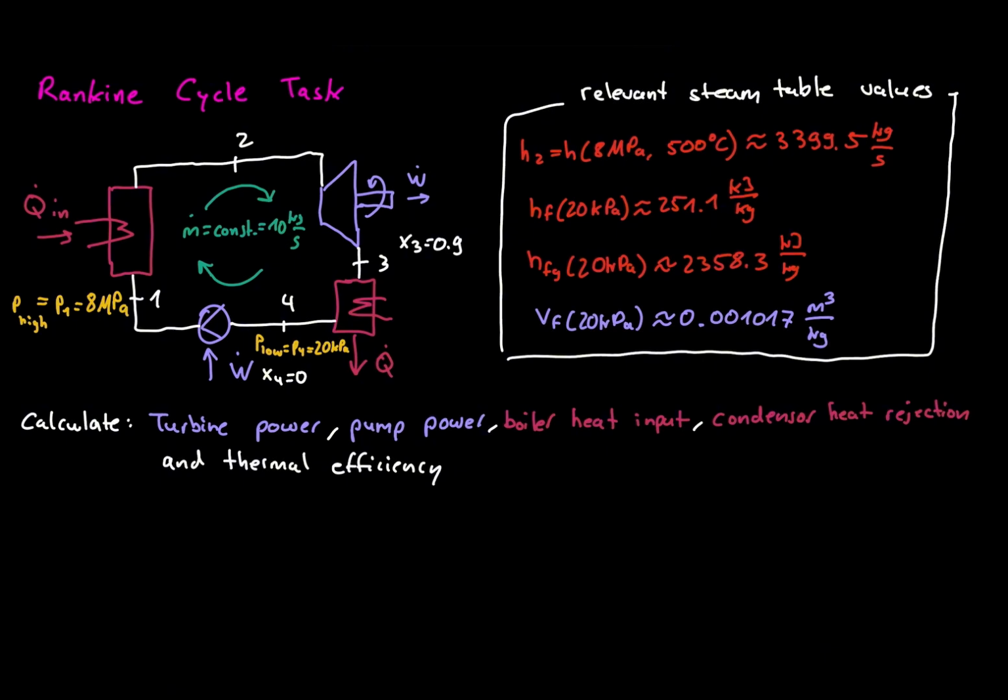We start from the general steady flow energy balance. For each component, we use 0 equals heat plus work plus mass flow times enthalpy in minus mass flow times enthalpy out. We neglect kinetic and potential energy changes.